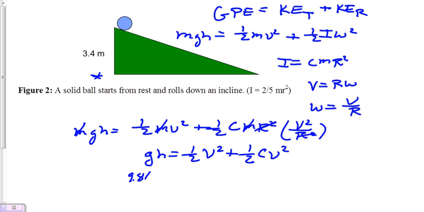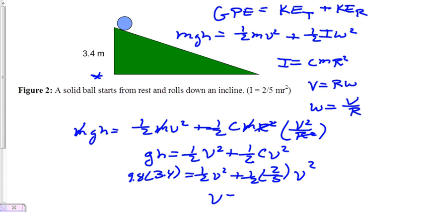Now for this question, we have a height of 3.4, so for g we're going to use 9.8 multiplied by 3.4 equals 1/2 v squared plus 1/2 times, again, the C for a rolling sphere, which is 2/5, and then v squared. You will then combine like terms with your v and solve for it. v will come out to be 6.9 meters per second.